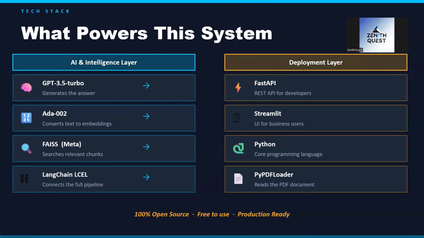Now let's see what's in the deployment layer. FastAPI serves the REST API for developers. Streamlit serves the browser interface for business users, and PyPDFLoader reads the PDF to start the whole process. Everything here is open source. Everything is free. The only cost is the OpenAI API, which for a demo like this costs less than $1. So now let's see how it is working.